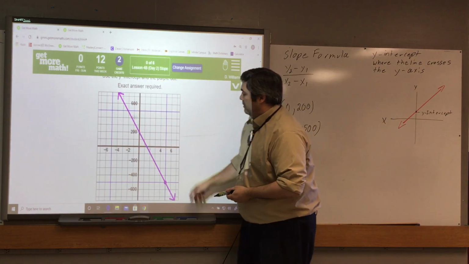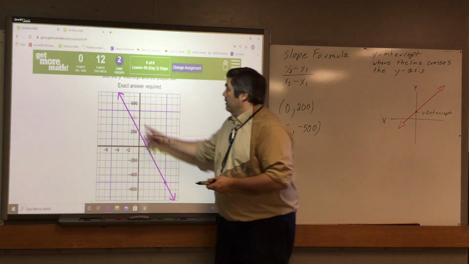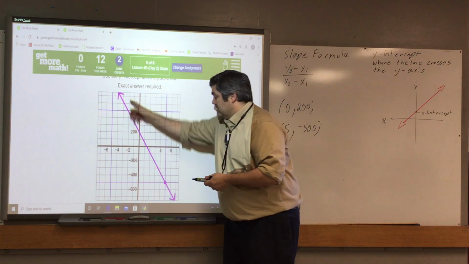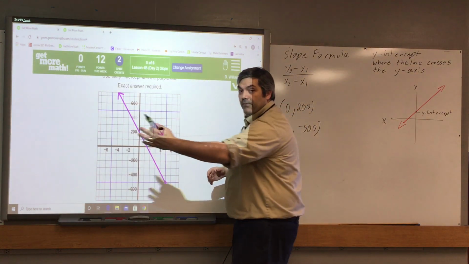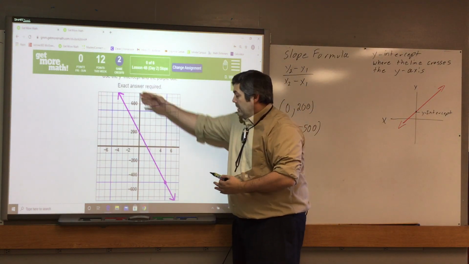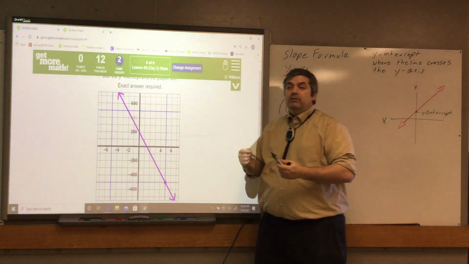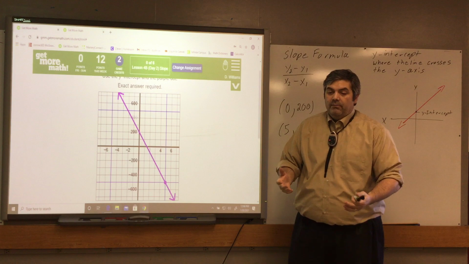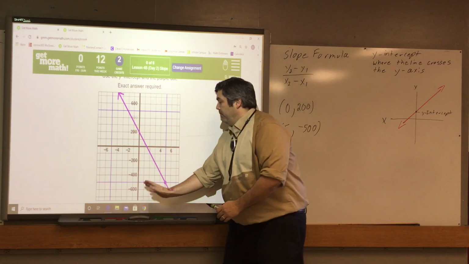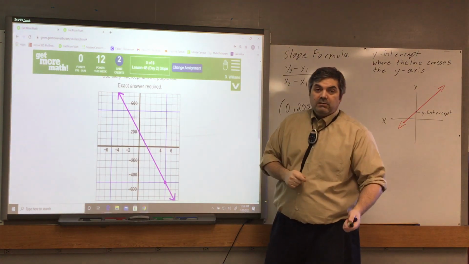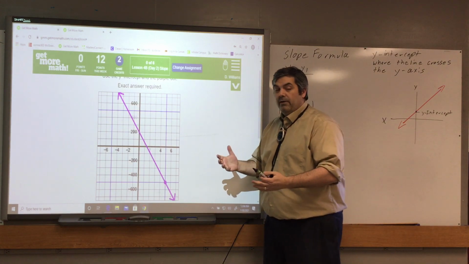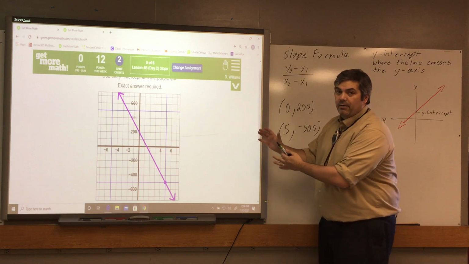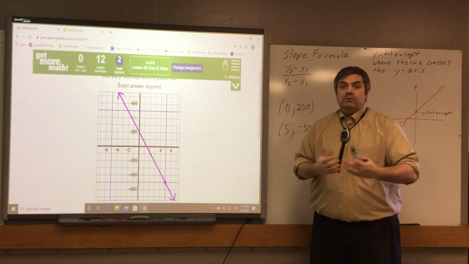Now here's the thing. Look at your line. This is a great trick. Look at your line. It's going downward. Your slope should be negative. This line is going downward, and you read the graph from left to right. As this is going downward, you should know I should have a negative slope. If when you're done with this you don't have a negative slope, you have a mistake. If it's going upward, you should have a positive slope. If you don't have that, then you've made a mistake. Pay attention to what's going on with the graph. It'll help you determine if your slope is correct or not.